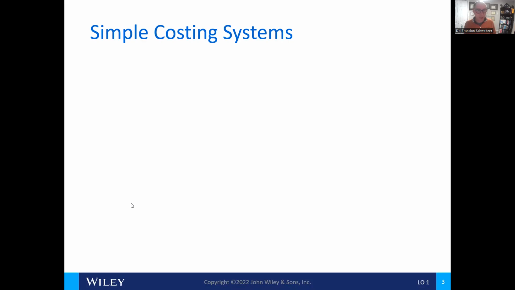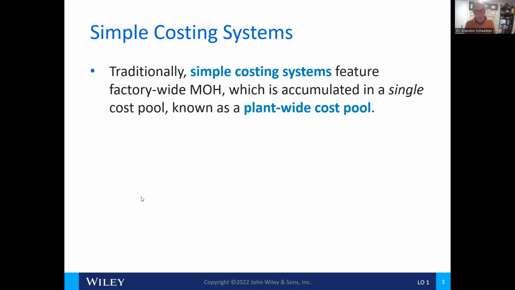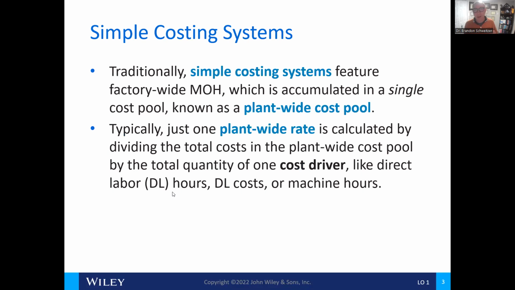First, it's important to understand simple costing systems, and these are traditional systems that utilize factory-wide manufacturing overhead, which is accumulated in a single cost pool. We call this the single plant-wide cost pool method. Typically, it's just one rate.